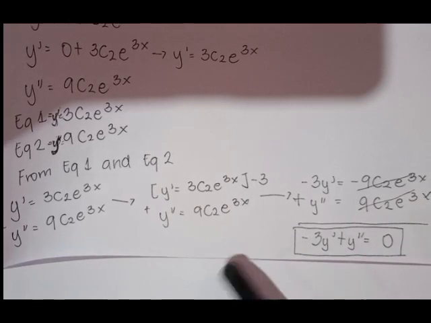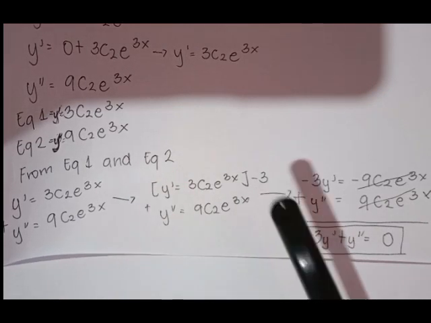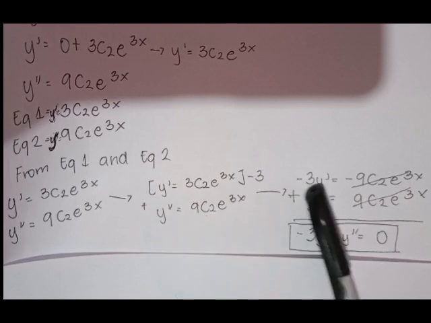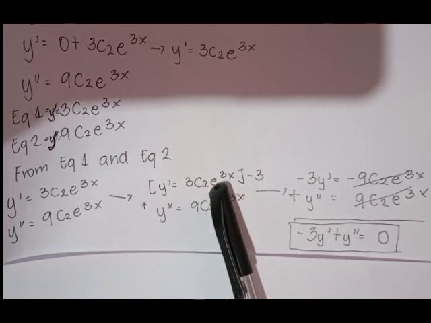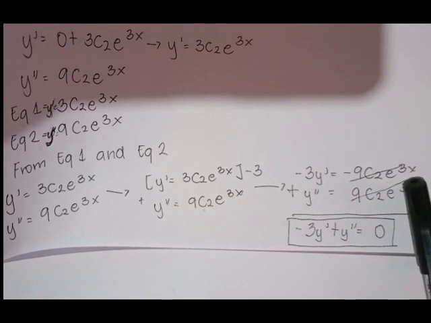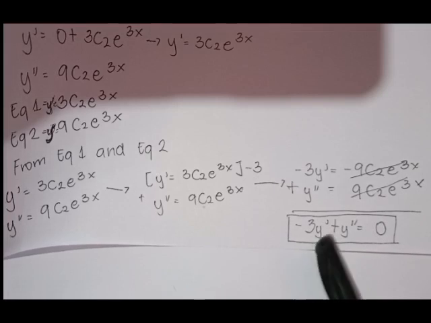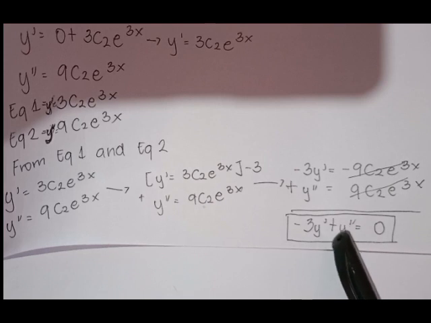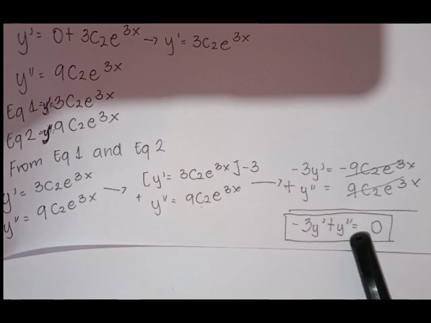In this case, we multiply negative 3 by this whole function. So negative 3 multiplied by y prime, the answer is negative 3y prime, and negative 3 multiplied by 3c2 e raised to 3x, we will get negative 9c2 e raised to 3x. Adding the two equations, we have this final answer, which is negative 3y prime plus y second prime equals 0.